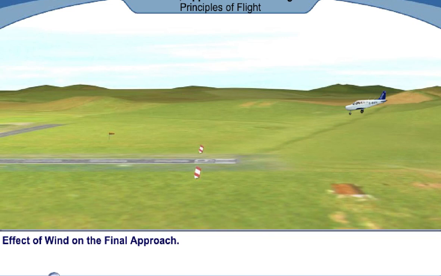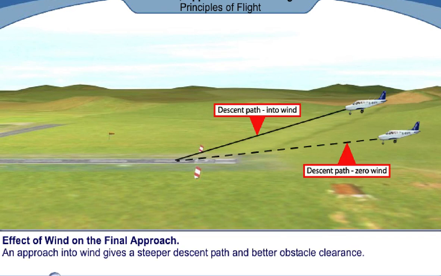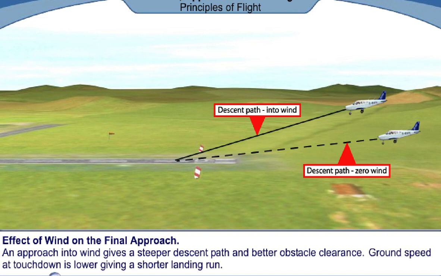There are three main reasons why, whenever possible, the final approach and landing is made into wind. An approach into wind gives a steeper descent path and hence better obstacle clearance. For a given airspeed, the ground speed is at a minimum. Thus, the ground speed at touchdown is lower when landing into wind, and this gives a shorter landing run. As there is no drift, the undercarriage will not be subjected to undesirable side loads.